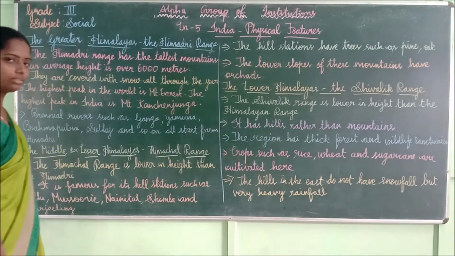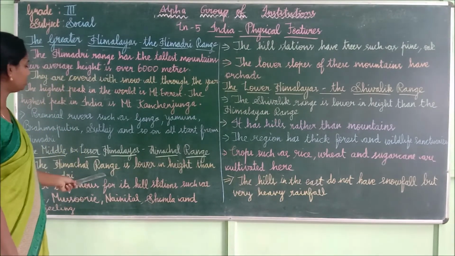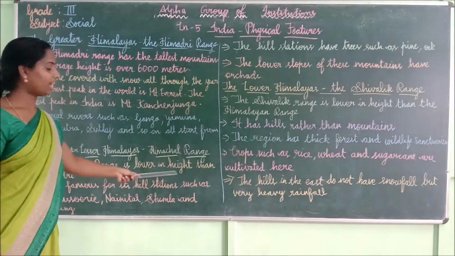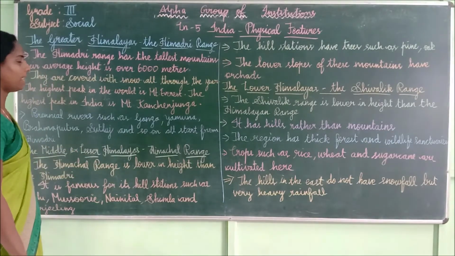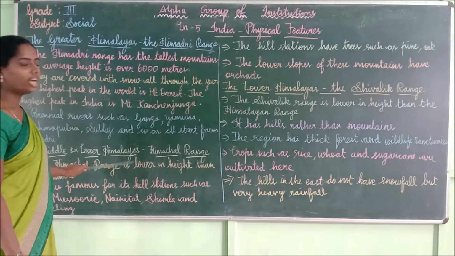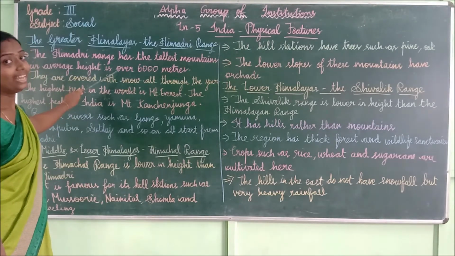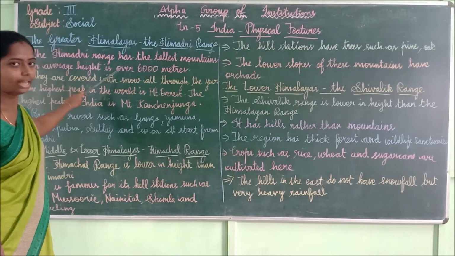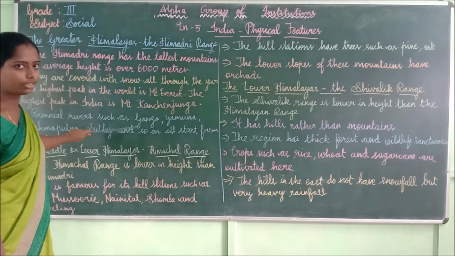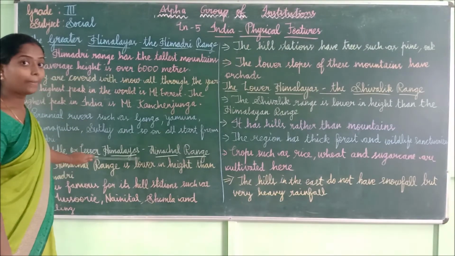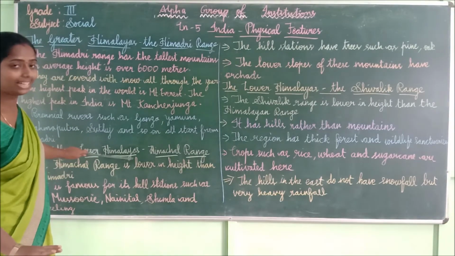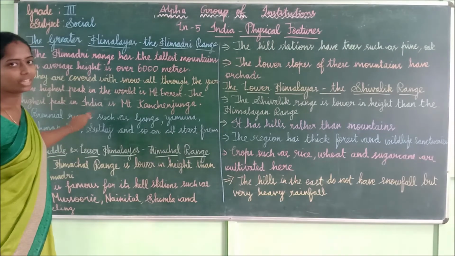Shall we discuss it? The Himachal Range is lower in height than the Himadri. So that only is said as the middle or lower Himalayan region. It is lower, but not so much lower than others. It is lower than only Himadri.